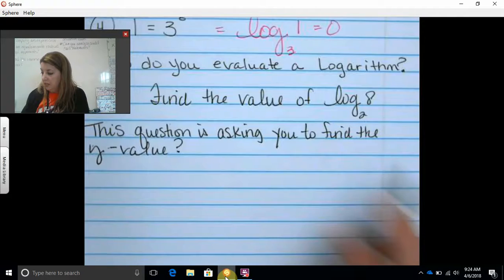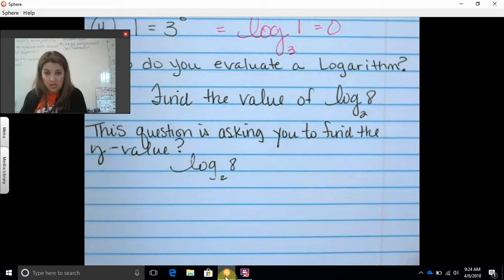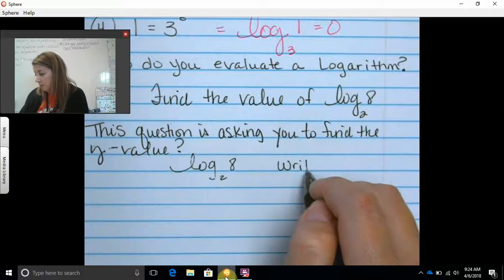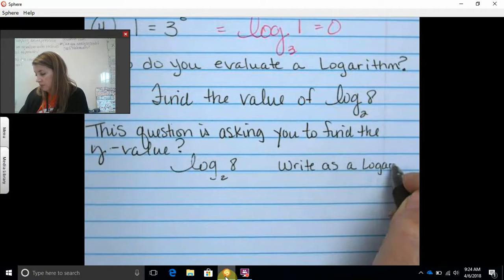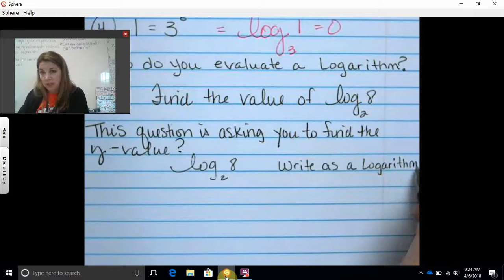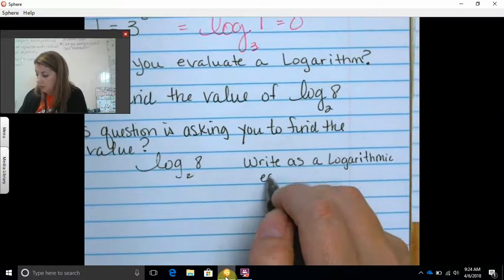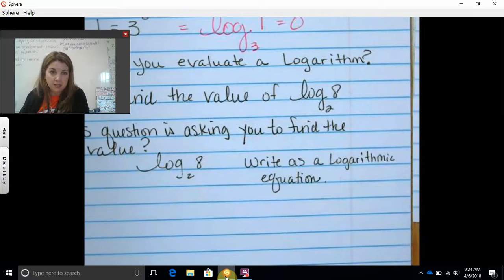So what I would do, I would take my problem, log base 2 of 8, and I would write it as a logarithmic equation. Now, when you get used to this, you won't even have to go through all this. Does anybody already know what y is going to be? Yeah. 3. Nice. It will be 3. So if you're not sure, go through the process.